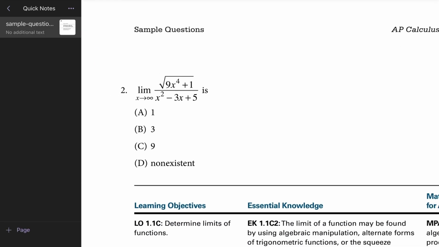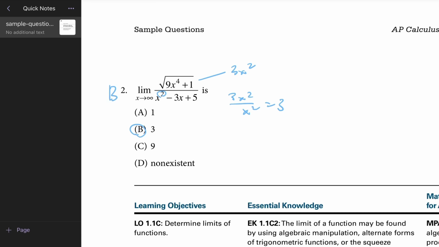Moving on to problem 2. We have a limit as x approaches infinity of the square root of 9x to the fourth plus 1 divided by x cubed minus 3x plus 5. Now, this numerator is essentially equal to 3x squared. The reason is that if we take the square root of 9x to the fourth, it's equal to 3x squared. This plus 1 is irrelevant, because as x approaches an extremely large number, the plus 1 is not going to do anything; only the largest power matters. So this is going to equal 3x squared divided by x squared, which is equal to 3. And the answer is 3.